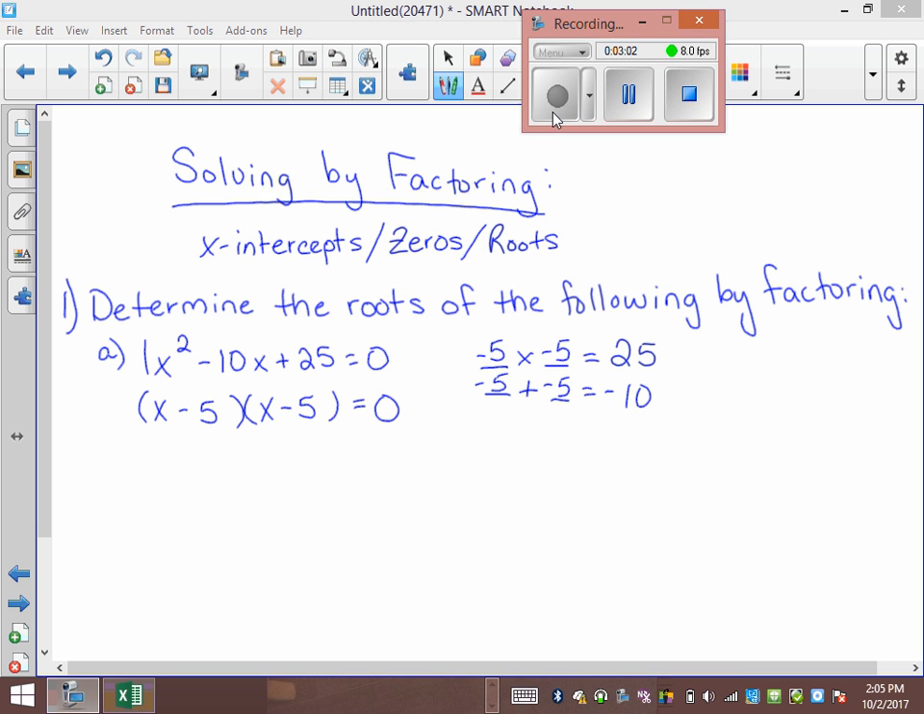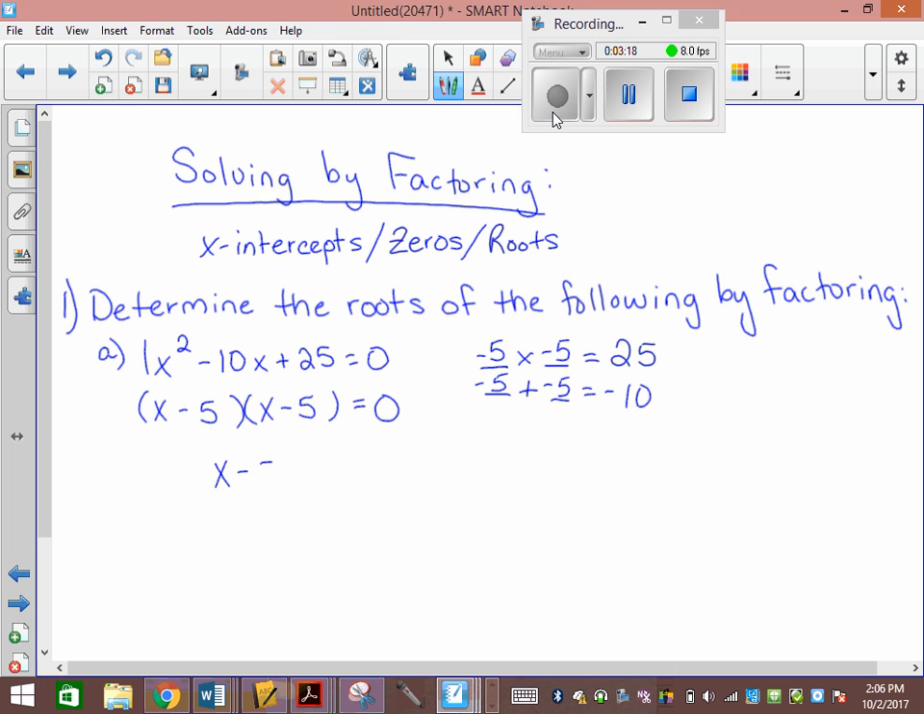Now, if I were to factor, I'd be done, right? But it says to solve by factoring. So now I need to solve each of those factors because each of those factors is a linear factor. Actually, each of those is a line. X minus 5 is a line, right? So we're going to take those linear factors and solve them. So we have x minus 5 equals 0, and we have x minus 5 equals 0.